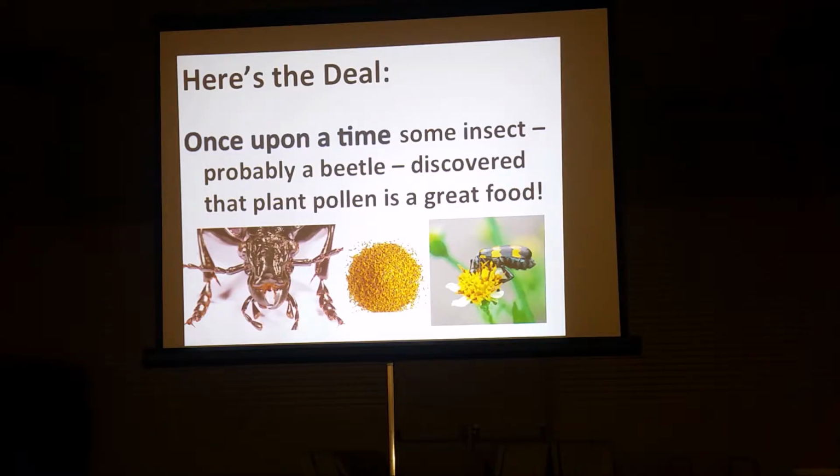So here's the deal. Once upon a time, it sounds like an old story you've read to your kids. Once upon a time, there was an old insect, and it was probably a beetle. At least that's what ecologists think is the case. And that beetle discovered that plant pollen is a great food. Now, we argue there's a lot of reasons for that. Those organisms we call beetles today have chewing mouth parts. And back in the history of when the insects were coming on the earth, plants were already here, obviously using wind pollination or other things, but those chewing mouth parts were just perfect to eat pollen.